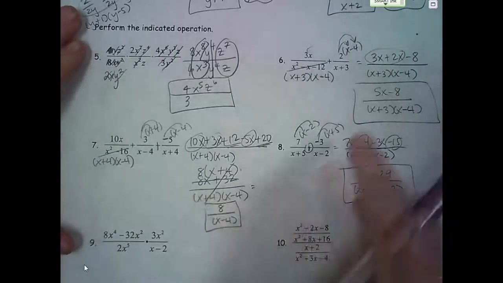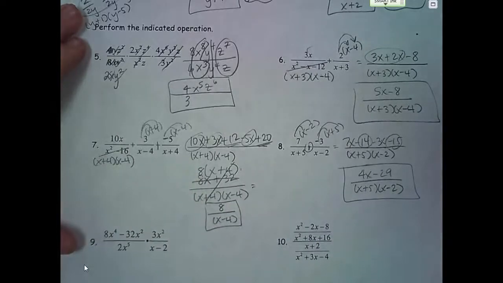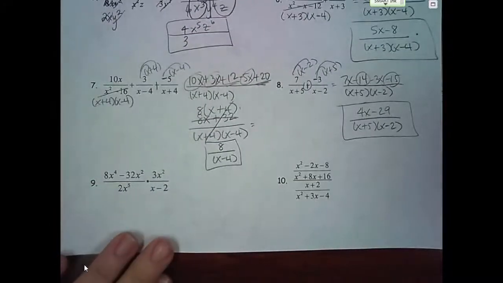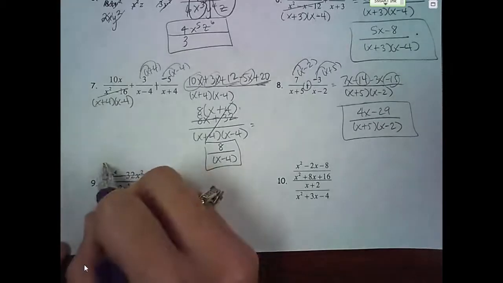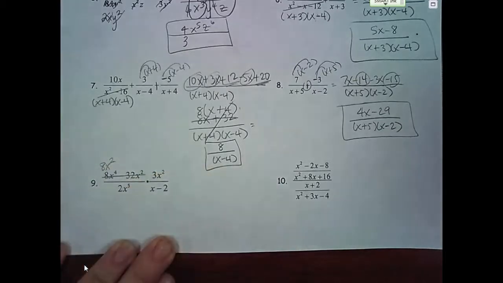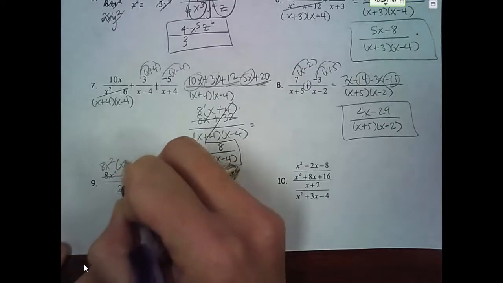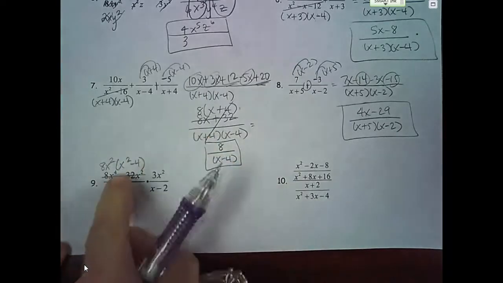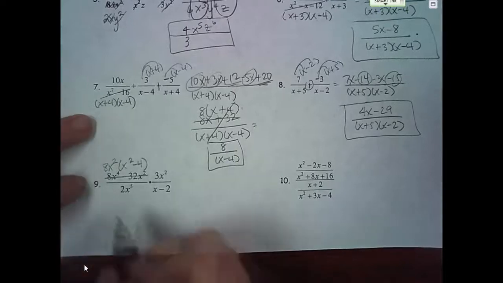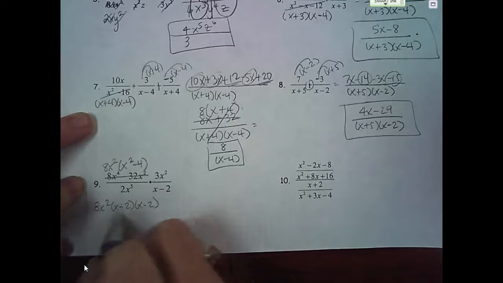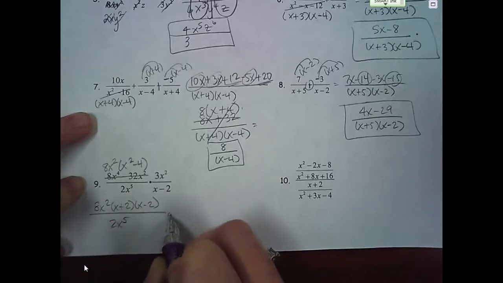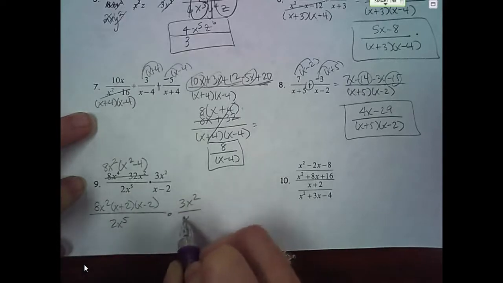Okay, the last couple we've done was addition, so you had to get a common denominator. We're back to multiplication. So you don't need a common denominator, you're just going to factor and cancel. If you look at the numerator here, you can take out an 8x squared, giving you x squared minus 4, which can be factored again. So you're going to have 8x squared, x plus 2, x minus 2, over 2x to the 5th times 3x squared over x minus 2.